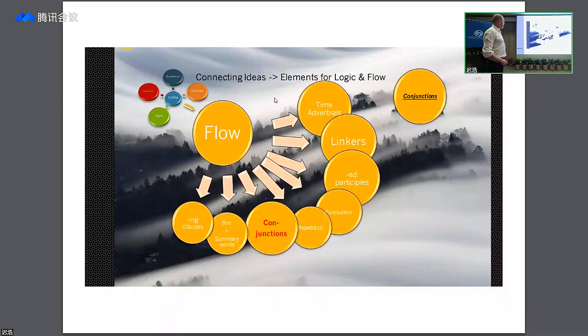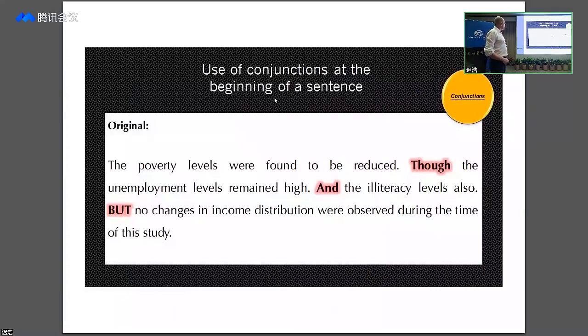Please let me know. Okay, the next thing that is really important, and that is a major problem because you use that a lot in your normal non-academic writing, is the use of conjunctions. So here, have a look. This is how you would write a text in your normal kind of email or newspaper style English. The poverty levels were found to be reduced, though the unemployment levels remained high, and the illiteracy levels also. But no changes in income distribution were observed during the time of this study.